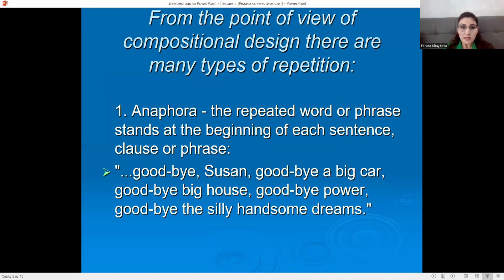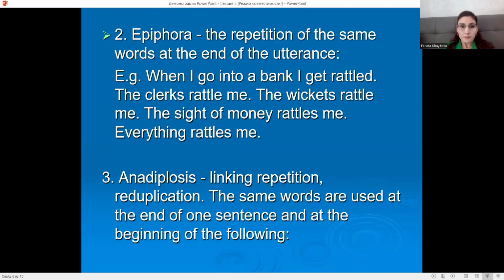The first one is anaphora. The repeated word or phrase stands at the beginning of each sentence, clause, or phrase. For example, "Goodbye, Susan, goodbye, big car, goodbye, big house, goodbye, power, goodbye, the silly, handsome dreams." In this sentence, goodbye is repeated.